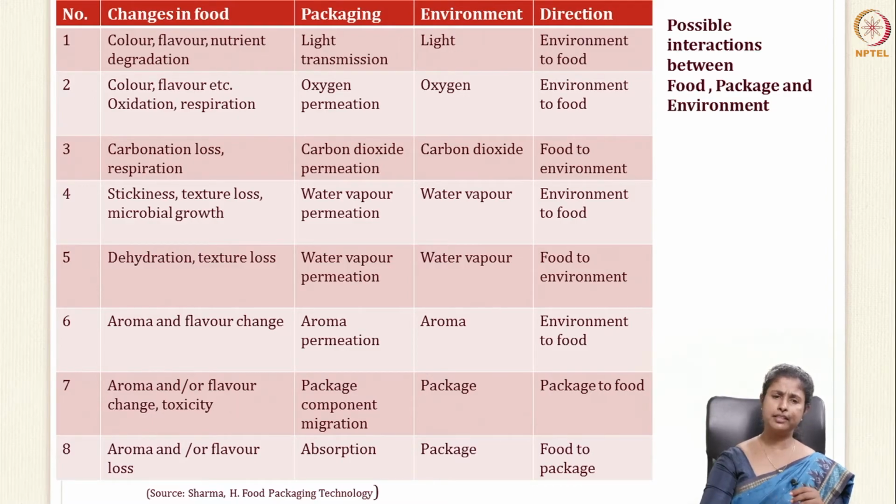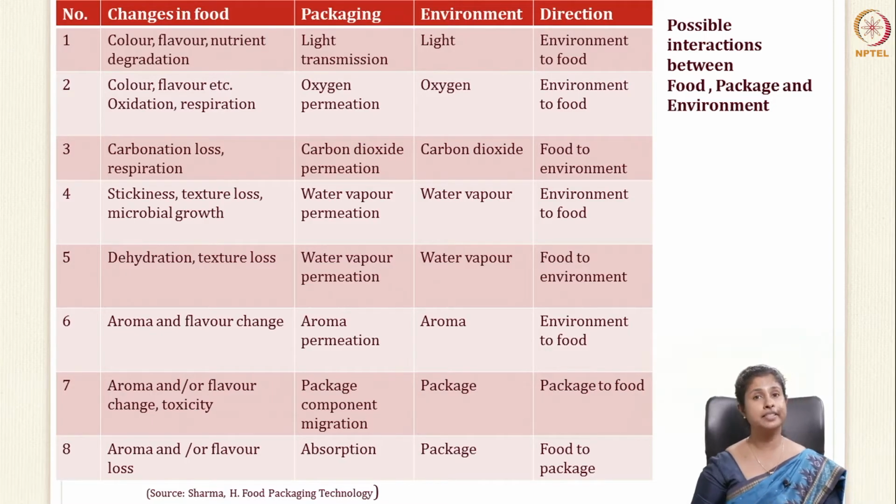One of the factors here is light, which is from the environment. If it comes from the environment to the food and the package is permeable to this light, it causes changes in color, flavor and nutrition degradation. A second factor is oxygen. Again, oxygen can move from the environment to food and cause oxidation, color and flavor changes, because the package may be permeable to the oxygen. A third one is carbon dioxide.